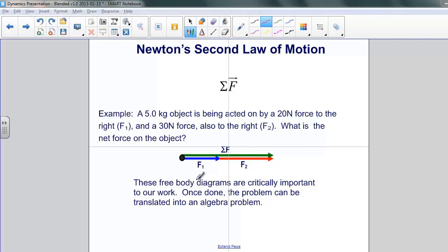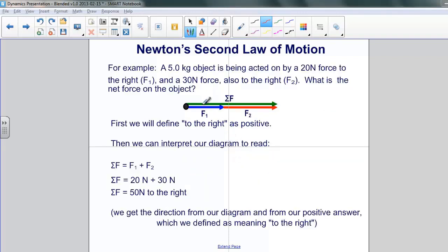Now that we've got that, we can look at it from an algebraic perspective. So to do our addition of force 1 and force 2, we're going to define right as positive. So if we do that, we can interpret our diagram. So the net force is the sum of the two, i.e. force 1 plus force 2. Both of them are positive, both of them are pointing to the right, and they are 20 newtons and 30 newtons respectively. So when we add them, we'll get 50 newtons, and it's pointing to the right.